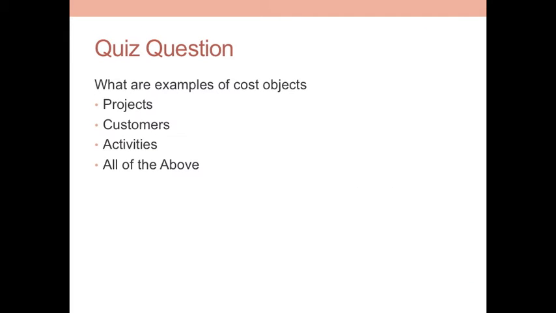This brings us to the first quiz question of this section, and it is, what are examples of cost objects? And your options are project, customers, activities, or all of the above.